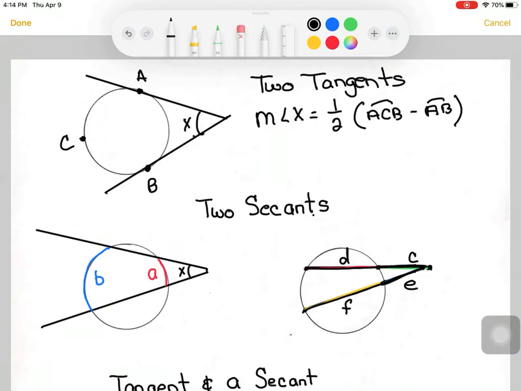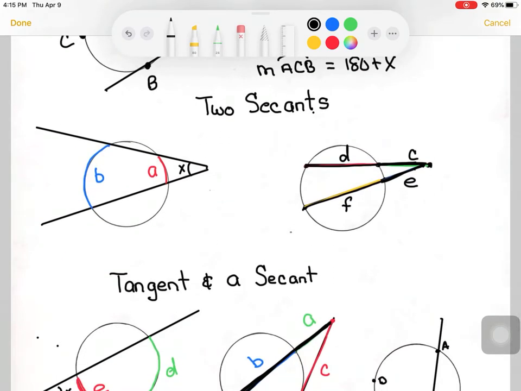I also know about two tangents, from last week, that the measure of arc AB equals 180 minus x, minus my angle, whatever it is. And the measurement of my major arc, which is ACB, equals 180 plus x. So there we go.